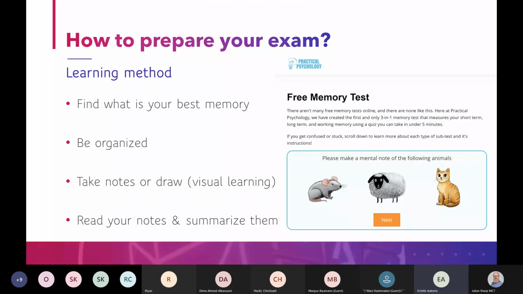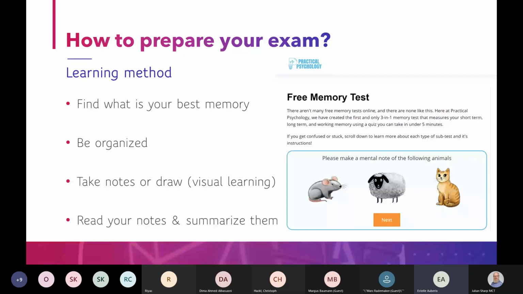So to prepare for your exam, you have to be methodical. This is an example of a learning method. For me, you have to know what your best memory is. Not everyone has the same way to learn or to memorize. So I give you a link to a free memory test, just to have a better knowledge about yourself and to know if your memory is more visual.